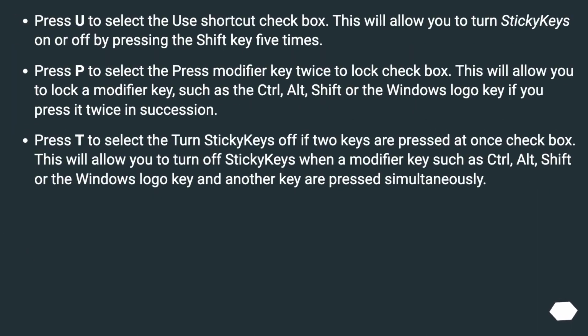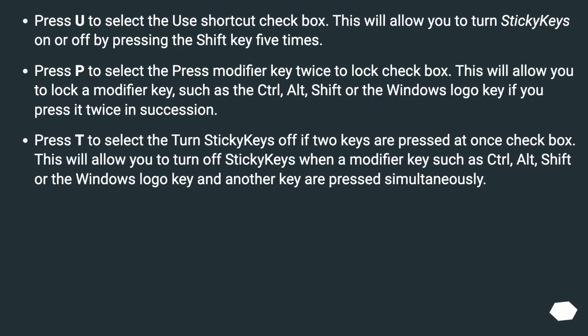Press U to select the Use Shortcut checkbox. This will allow you to turn sticky keys on or off by pressing the Shift key 5 times. Press P to select the Press Modifier key twice to lock checkbox. This will allow you to lock a modifier key, such as the Ctrl, Alt, Shift or the Windows logo key if you press it twice in succession.